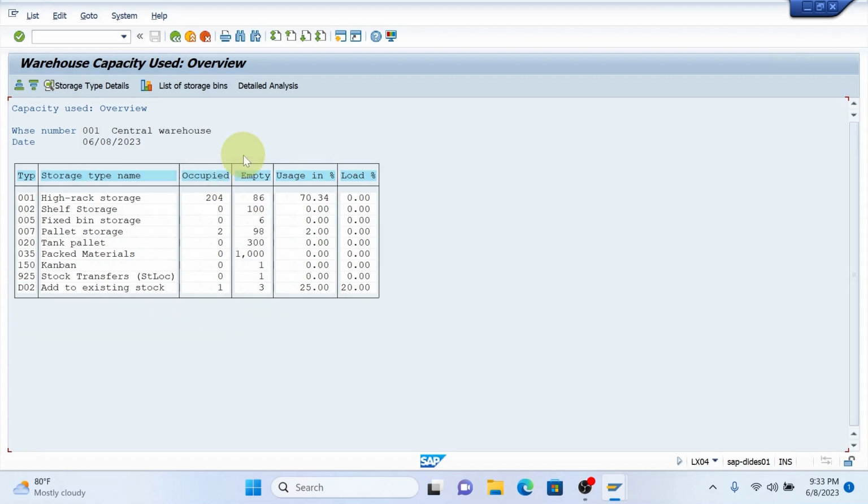So at the time when I was running my warehouse, we were in a state of very, very high capacity and just looking for any breathing room or any available space. T-code LX04 could absolutely be used for that.